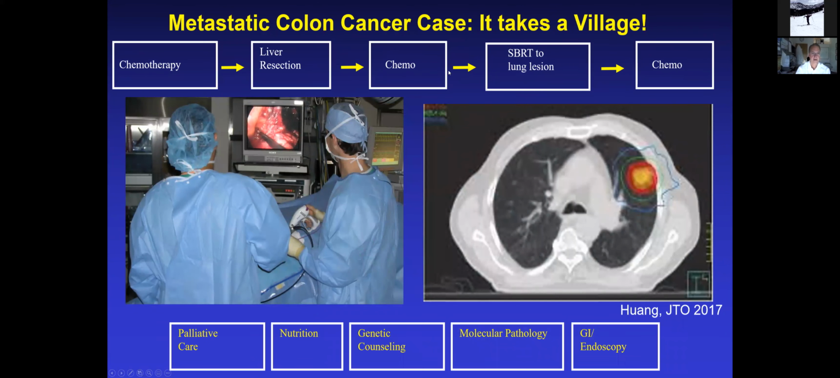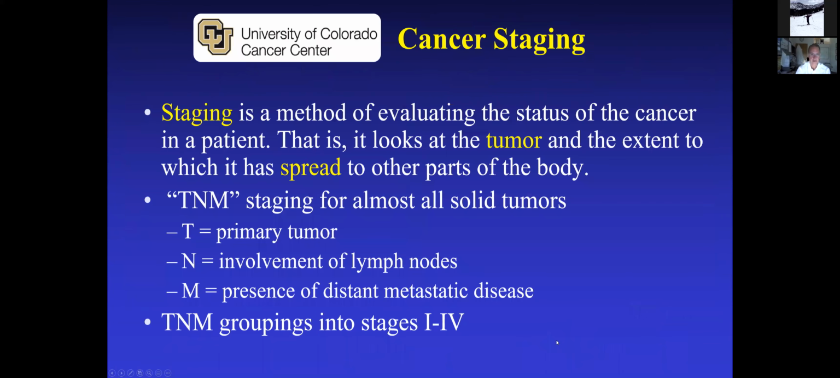And so it takes a lot of people to treat these folks, because I give chemotherapy, and then we have a liver surgeon do a liver resection. We would generally give more chemotherapy, and then one of our radiation oncologists would work with the physics department to radiate a lesion in the lungs, for instance. And we're relying on our colleagues in palliative care to help us treat symptoms, our nutritionists to prevent weight loss, our genetic counselors to see if this person has an inherited predisposition to cancer, our molecular pathologists who are doing molecular tests to tell us what mutations this patient has, and our endoscopists from gastroenterology, the so-called GI folks, who are putting cameras and scopes in people to actually diagnose these things.